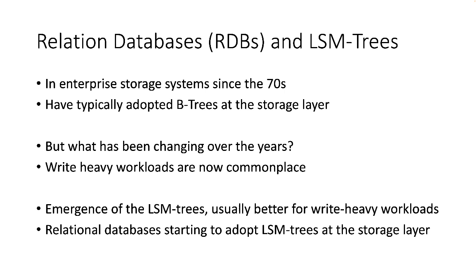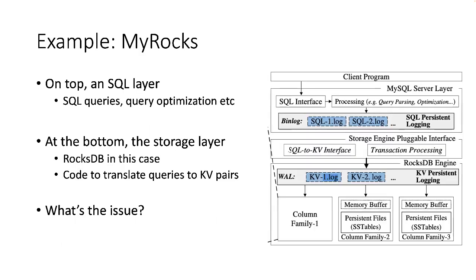But typically they always have B trees at the storage layer, at least in the past. But now what we see is workloads are changing to be write heavy, as we read in the papers. And as we have now the emergence of LSM trees, we can claim that usually they're better for write heavy workloads. So what if we replace the B trees in these relational databases with LSM trees, which is starting to happen now? As an example, we can look at MyRocks, which is Facebook's version of MySQL, but they replaced the B tree with RocksDB.